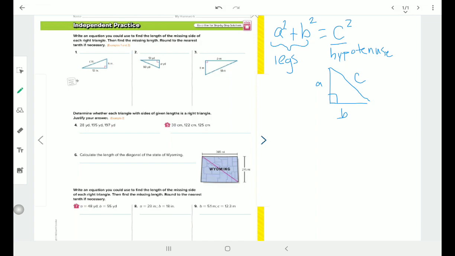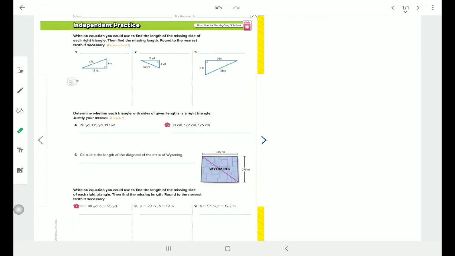So your assignment for this lesson was page 415, numbers 1 through 9. And there's some different things we have to look at. Sometimes we have to find the hypotenuse. Sometimes we're going to have to find the legs. It just depends on how the question is worded. So I'm going to show you one of each. I'm going to do 1 and 2, and I'm going to show you a question like number 4. And that should help you out with the rest of the problems.